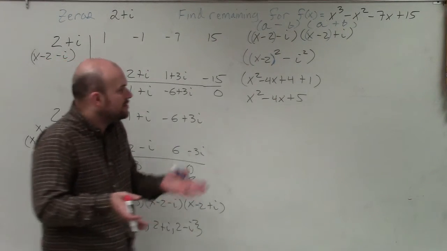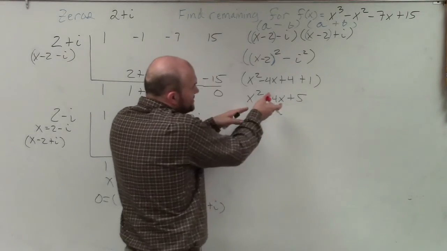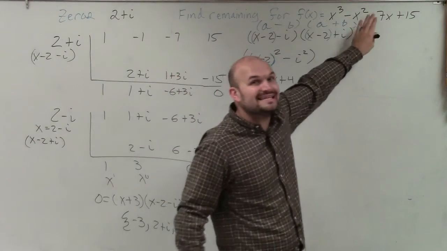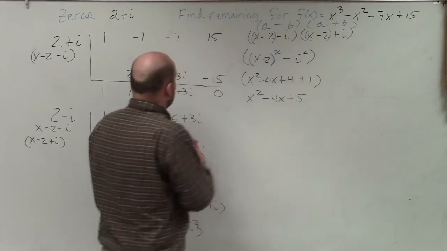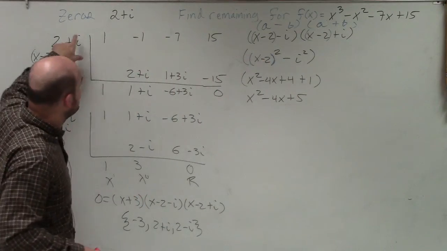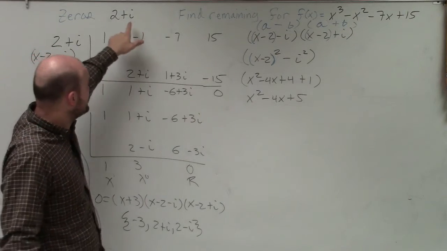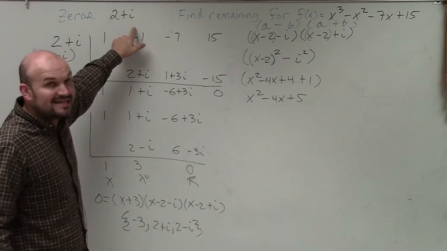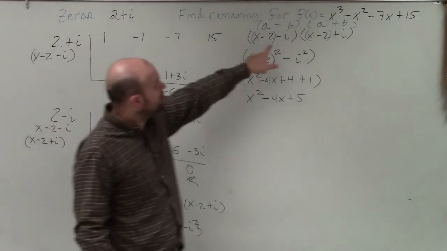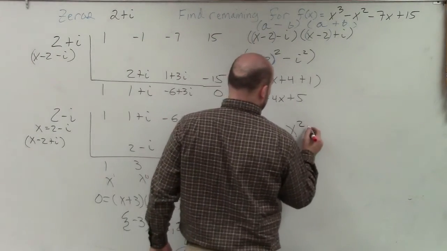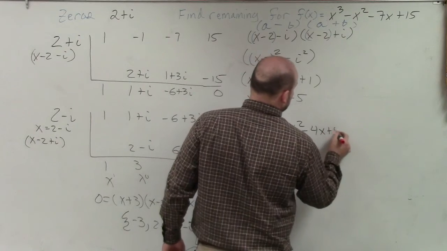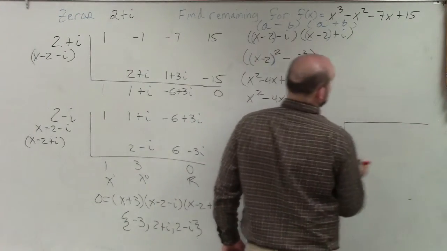But what's important about knowing that this is a factor is that I can divide it into this polynomial to get my other factor. So rather than doing the synthetic division, if you're given a zero, another way you can do this is write your zero and its conjugate as factors. Multiply them to give you another factor. Then take that factor and divide it into your polynomial to find another factor.